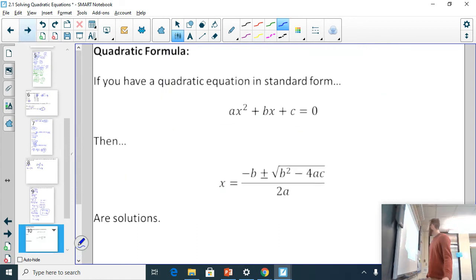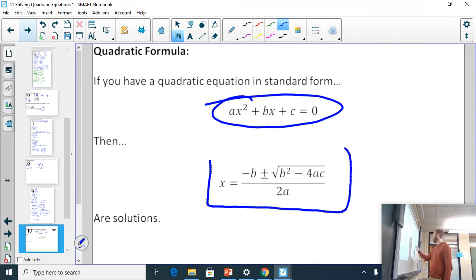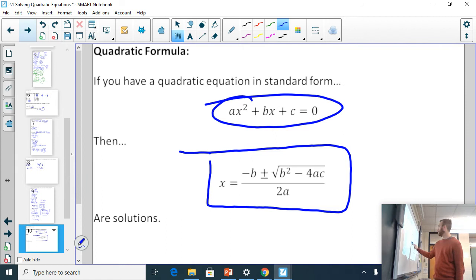And then you may or may not have seen the quadratic formula before. So if we have something equal to 0, like we've liked to do lately, right? We like to have things equal to 0. Then we can use this formula, which I would write down. Negative b plus or minus the square root of b squared minus 4ac all over 2a are the solutions, right?